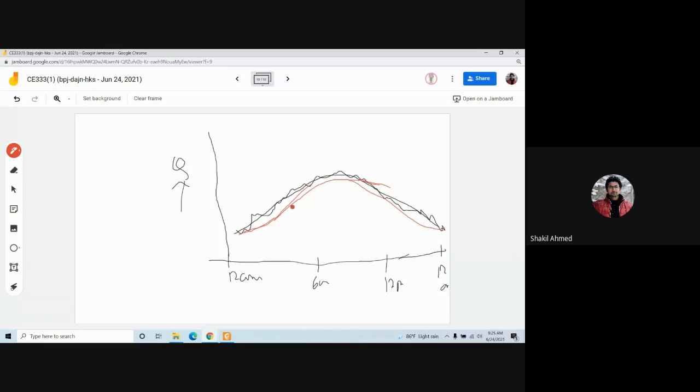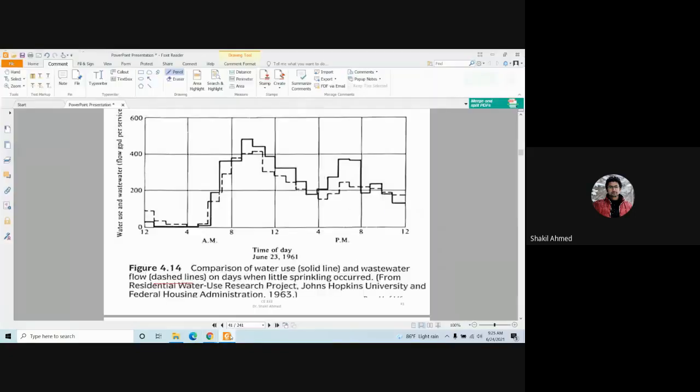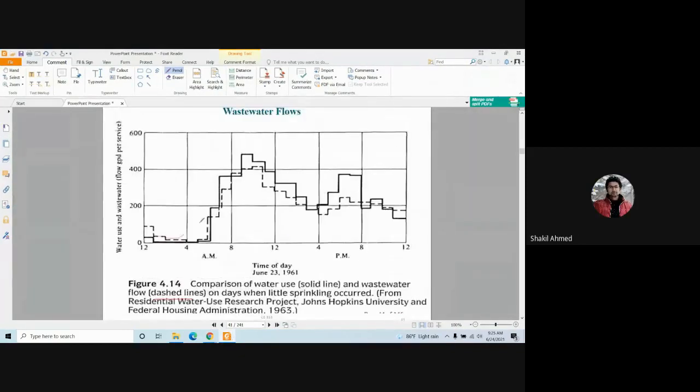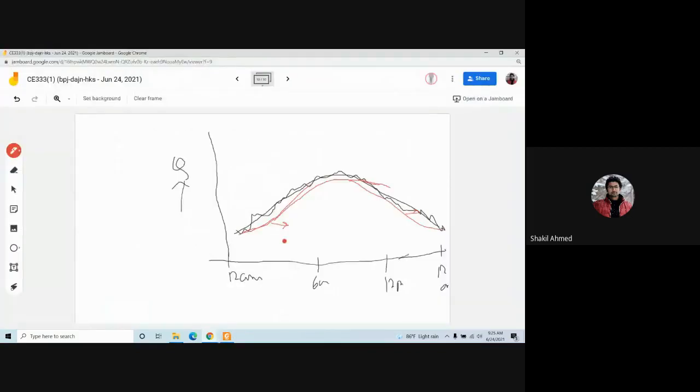Maybe this is a bit lagged. This will be a bit lagged here. Am I right? Yes, sir. Like this. So there are two peaks. That's okay. That's also possible.